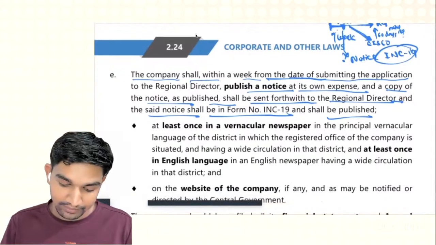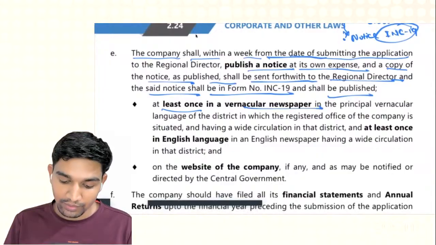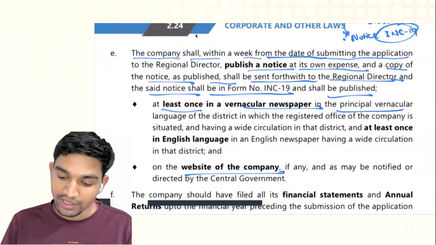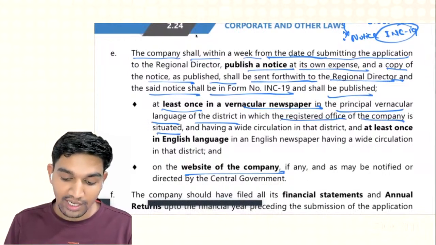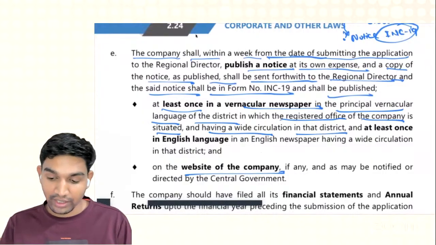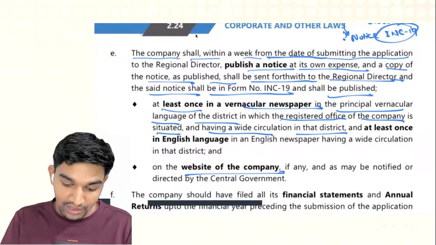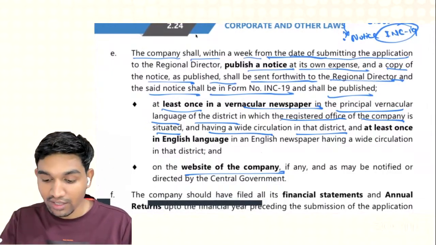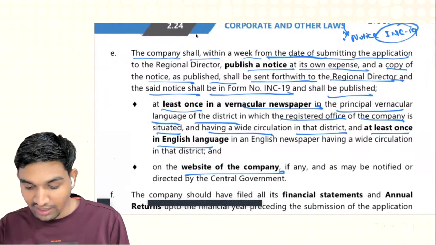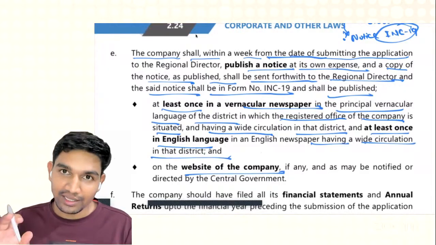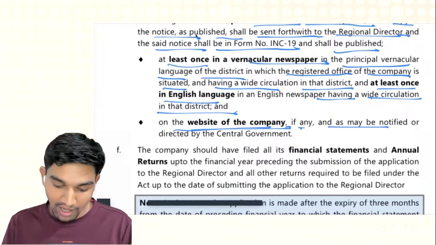and shall be published at least once in a vernacular newspaper and on the website, in the principal vernacular language of the district in which the registered office of the company is situated, having wide circulation in that district, and at least once in English in an English newspaper having wide circulation in that district.